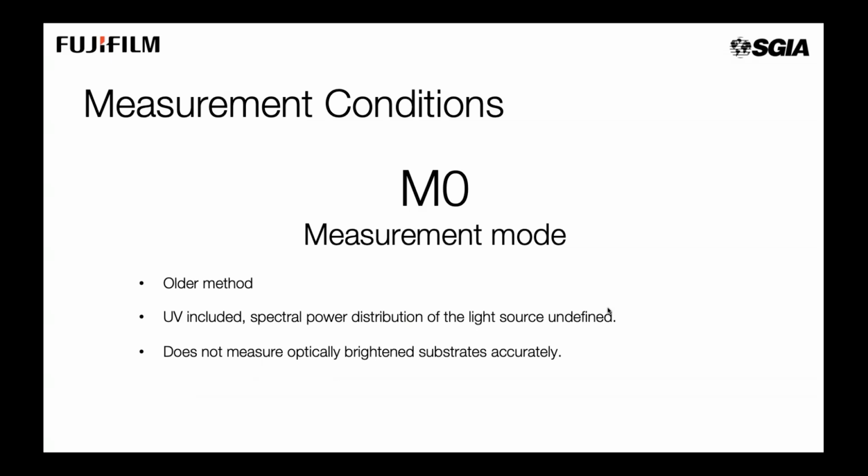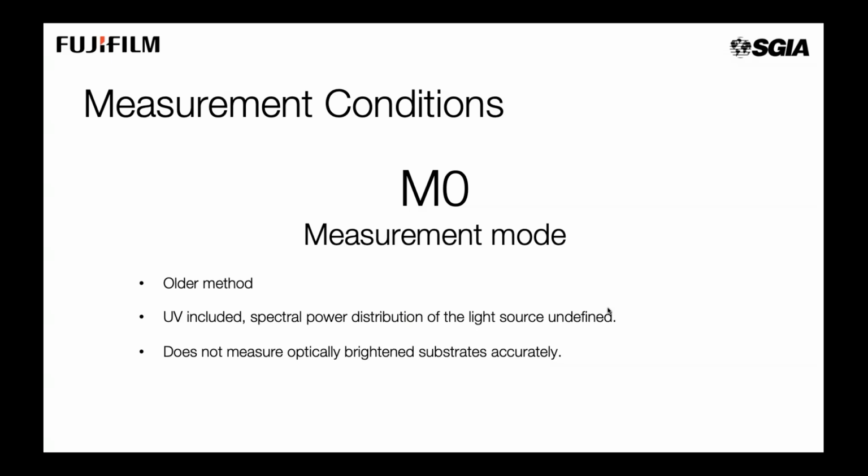The spectral power, the UV is included, but it wasn't defined very well. So the problem was I would get a similar measurement if I had an optically brightened substrate versus something that was a very neutral white point. I might have a difference of maybe 7 or 8 delta E between those. If I measure in M0, it might show no difference, or maybe a difference of delta E of 1. So we've moved from M0 to M1.